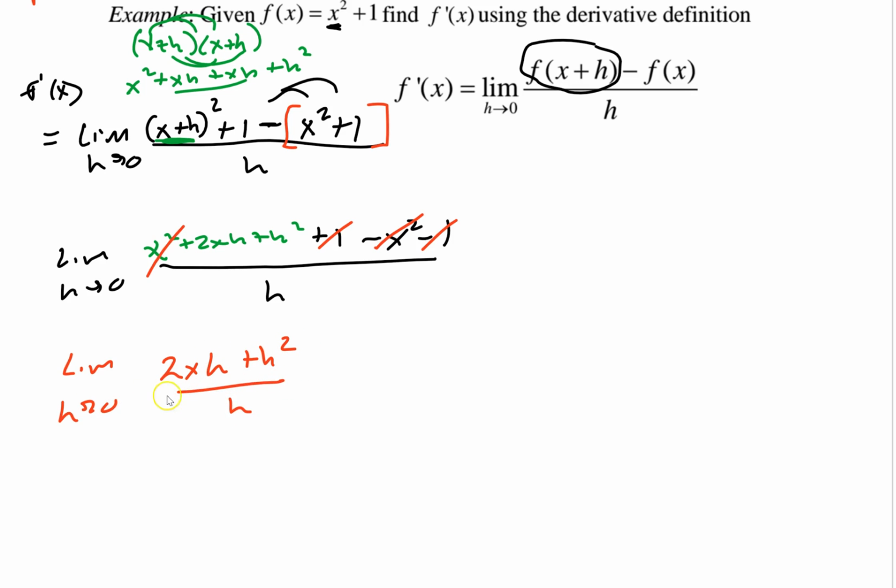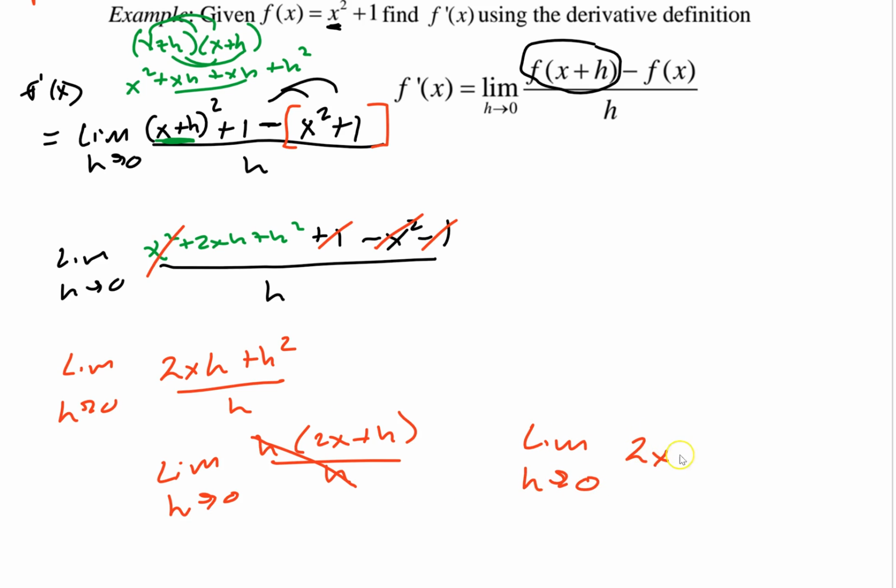Now remember, I want to plug in 0 for my h. I still can't do it. But what do you notice about the top? That's right, they will have an h. I can hear you. That's kind of creepy. So anyway, we get this, right? And now the h's cancel out, and I'm left with the limit as h approaches 0 of 2x plus h.